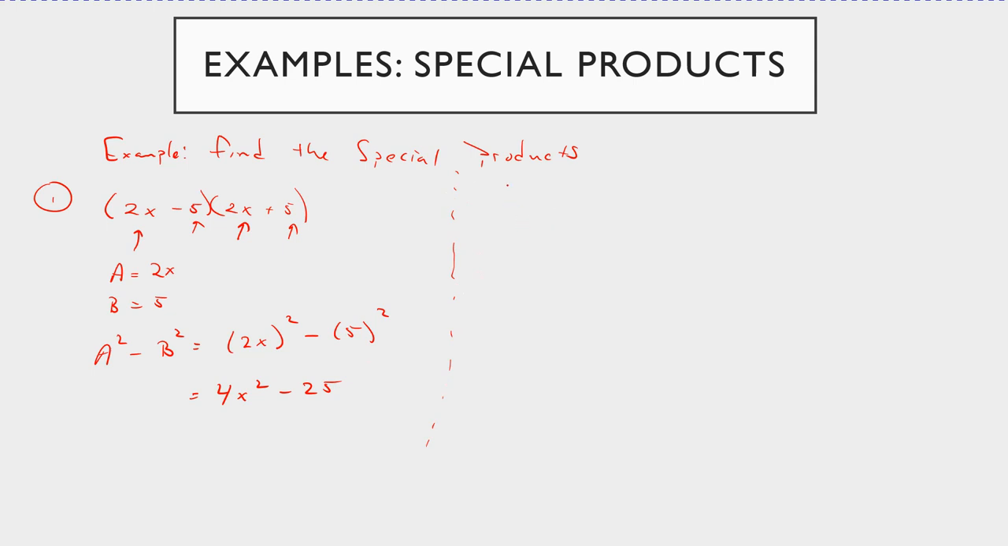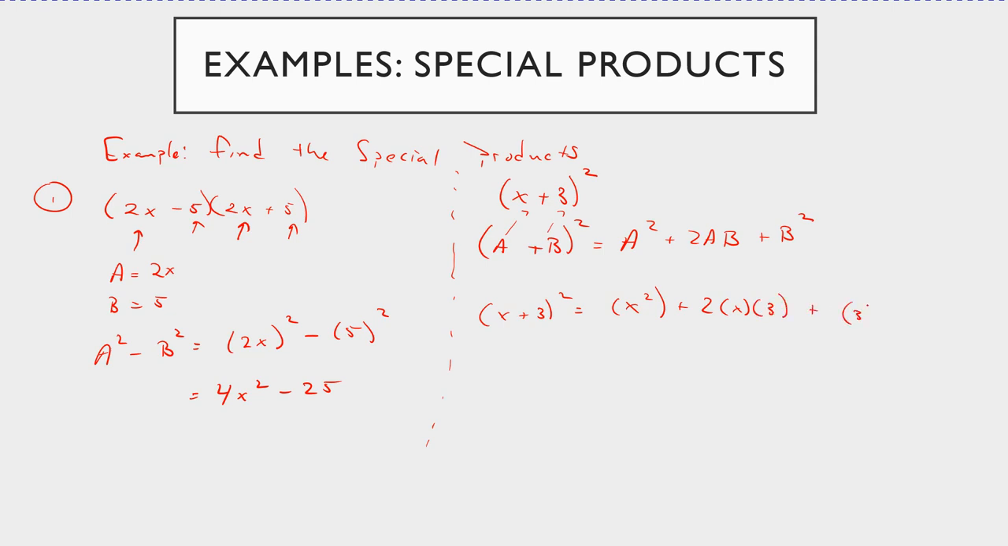Let's try this one here. Let's look at x plus 3 squared. Whenever I see A plus B squared, this is going to be equal to A squared plus 2 times A times B plus B squared. In this case, my A is x and my B is 3. So it's going to be x plus 3 squared, equals x squared plus 2 times x times 3 plus 3 squared.